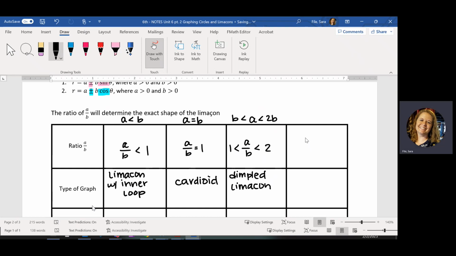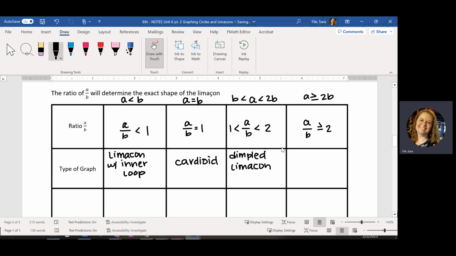Okay, good question. All right, and then last but not least, what if the A to B ratio is greater than or equal to 2? What if A is twice as big or bigger than B? So A is double B or bigger. If that's the case, this is a convex limacon.